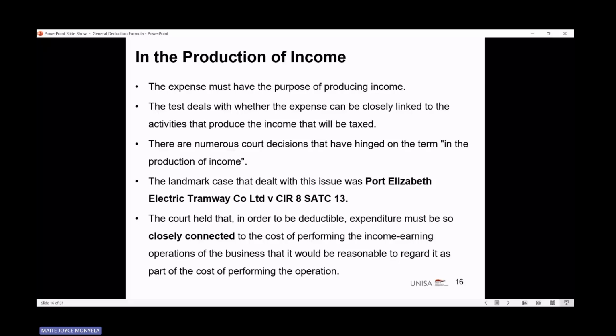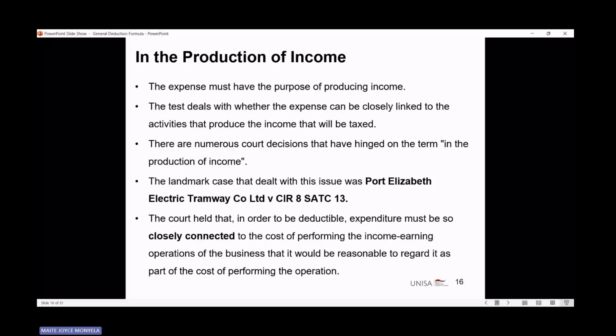So how do you apply the court case to that? You must say the court held that, supporting whether it is deductible or not deductible. The court held that in order to be deductible, expenditure must be closely connected. The act is saying the expense must be closely linked, so you are supporting your answer with the court case. The conclusion was that the expenditure must be closely linked to the cost of performing income.